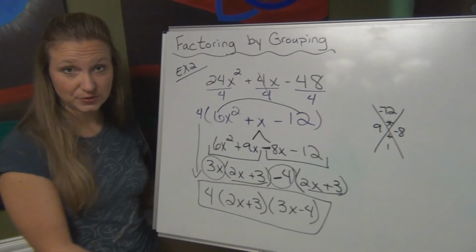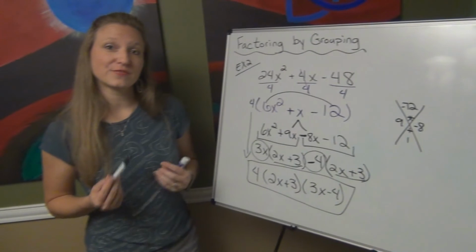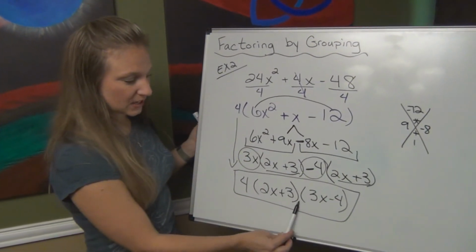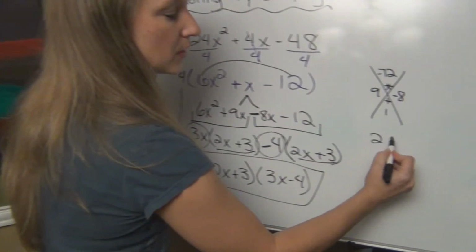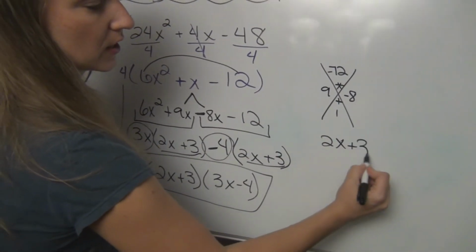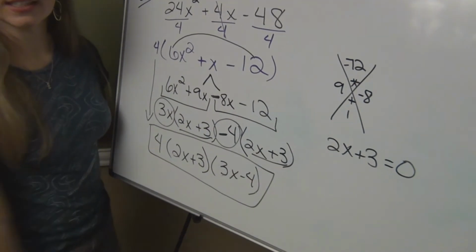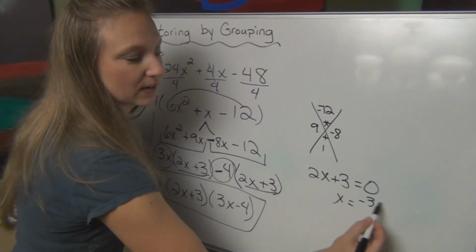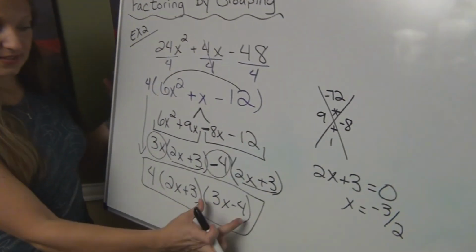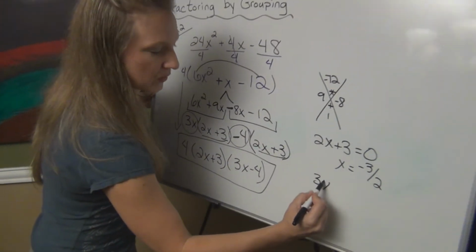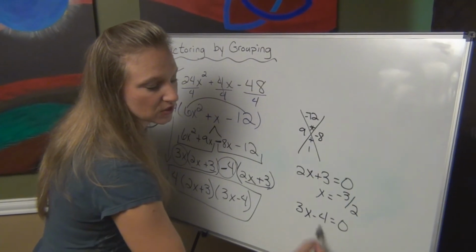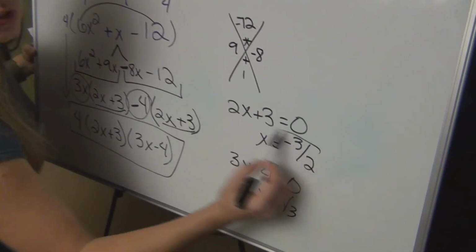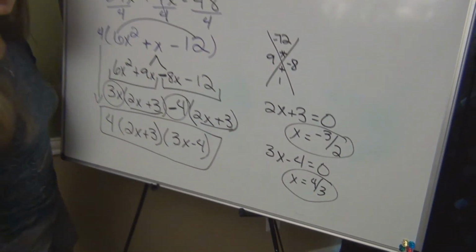These are the factors. One step farther is if you want to find the solutions of that quadratic, remember you can set your parentheses equal to 0. So one solution will be after I set that equal to 0. If I subtract 3 and divide by 2, it'll be negative 3 halves. The second solution is after I set 3x minus 4 equal to 0. So I add 4, divide by 3, I'm left with positive 4/3. Those are my 2 solutions.